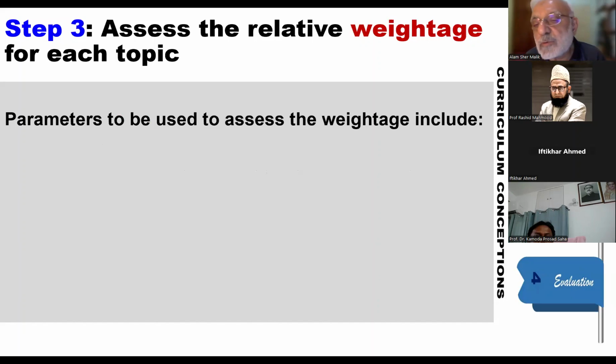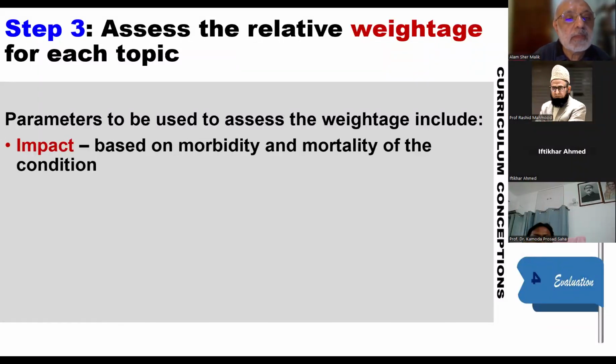Now, next would be a very important step, the weightage for each topic. Now, we have an exhaustive list of topics, and we know that we cannot cover all those areas. So we have to identify the important, our most relevant topics. So for this purpose, we have to use two parameters. First is the impact, based on the morbidity and mortality of the condition.